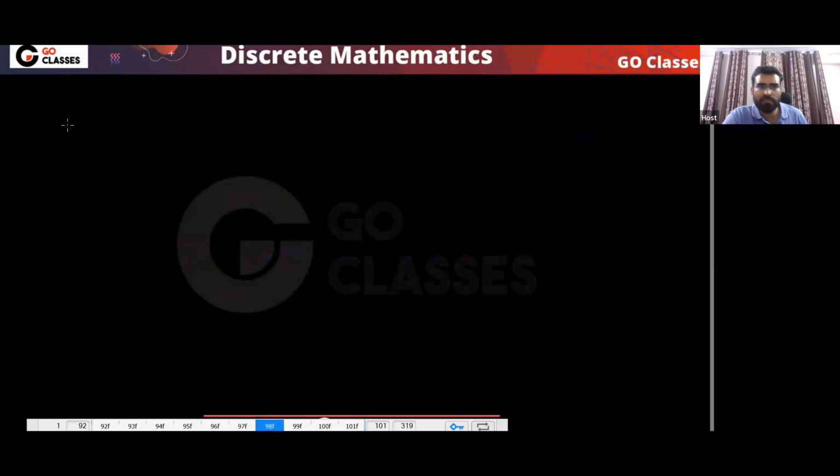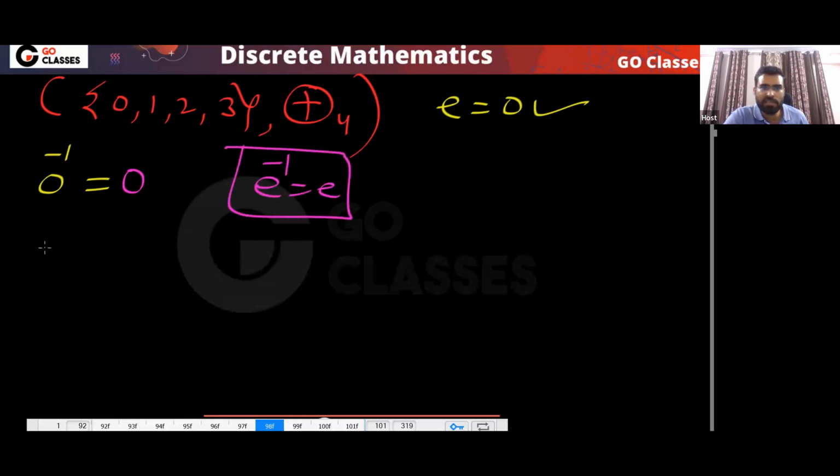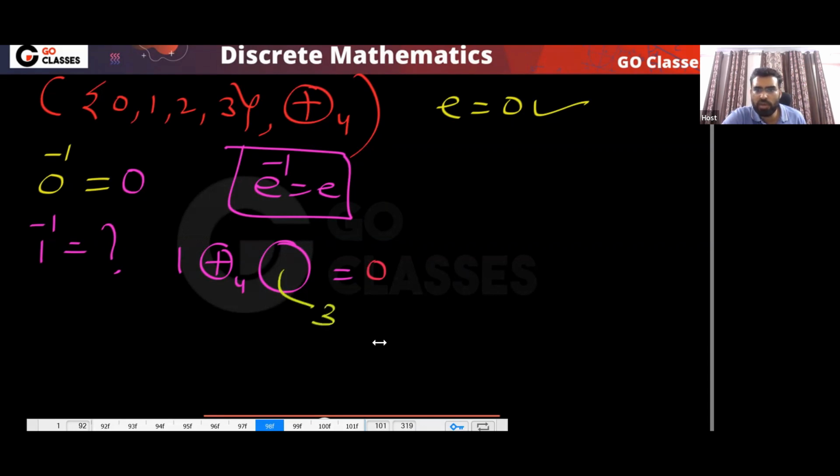What about the inverse property? So your base set is 0, 1, 2, 3, and this is the operation. Identity element, we got 0. Now tell me, what is the inverse of 0? The inverse of the identity element will always be the identity element. There is no problem. What is the inverse of 1? What should I write here such that I get the identity element, such that I get 0? I should write 3 here, right?